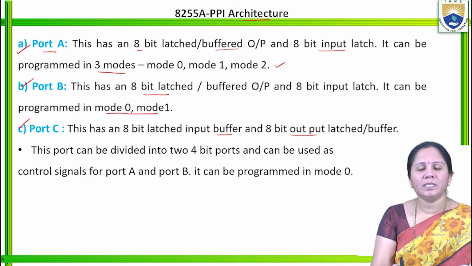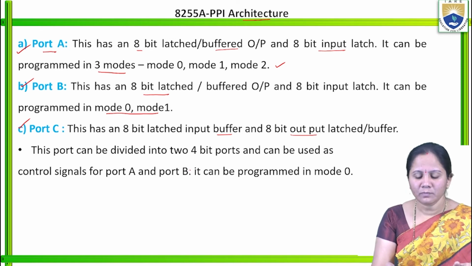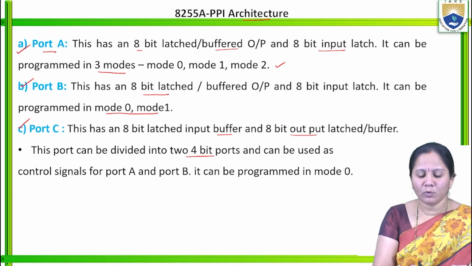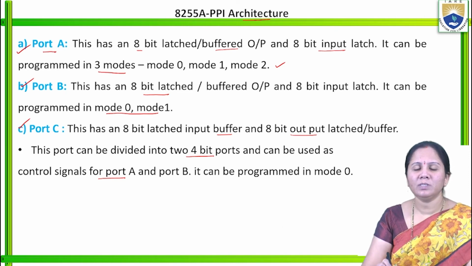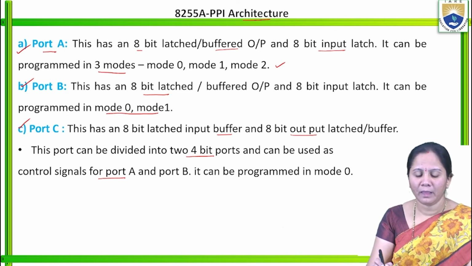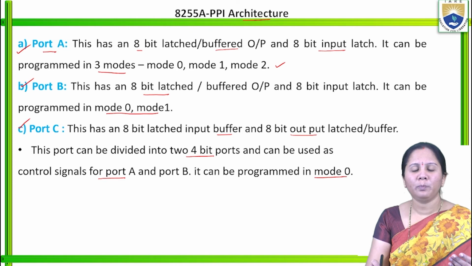Here this port C can be divided into higher nibble and lower nibble. So this port can be divided into 2 4-bit ports, which can be used as control signals for port A and port B. That is why port C signals generally are used as handshaking signals. And this port C can be operated only in mode 0. So port A: mode 0, mode 1 and mode 2. Whereas port B: mode 0 and mode 1. Whereas port C will be operating only in mode 0.